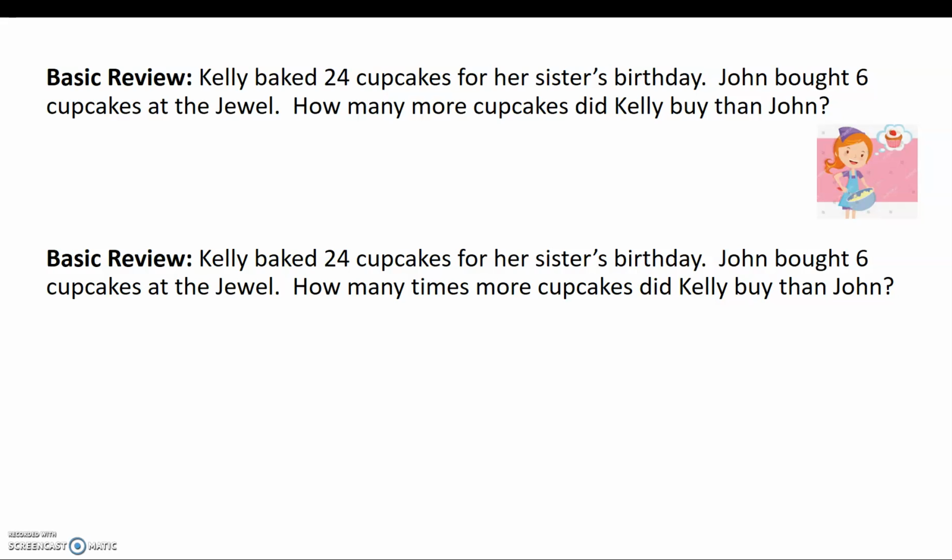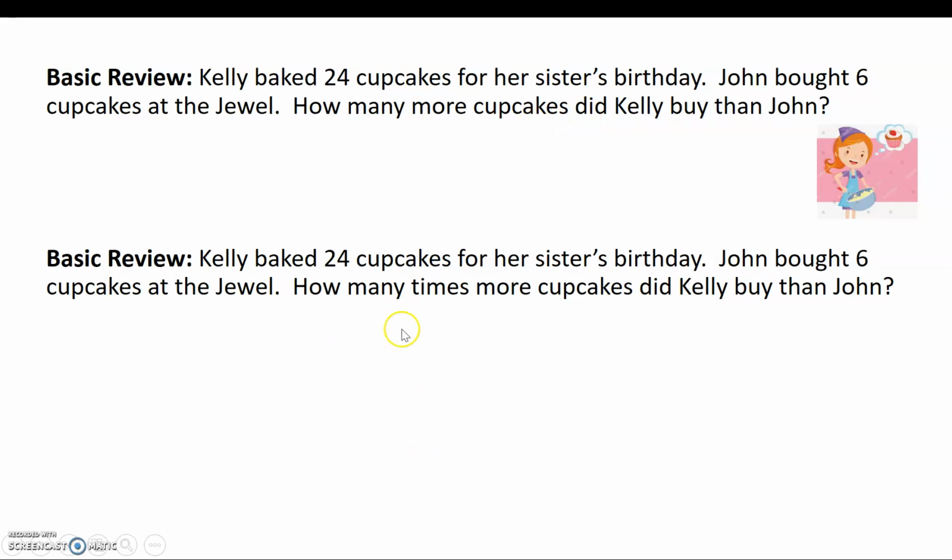But the first question just says, how many more cupcakes did Kelly buy than John? Whereas the second question says, how many times more did Kelly buy than John? So when we're looking at this one, if they're asking you just how many more cupcakes, that should be subtraction. So we're going to do 24 minus 6, and we should get that she would have bought or made 18 more cupcakes than John did.